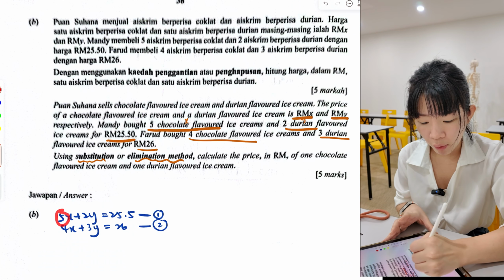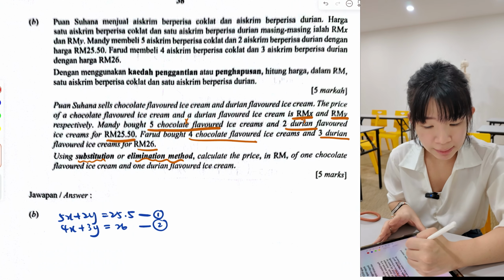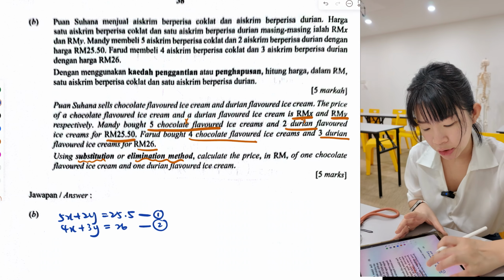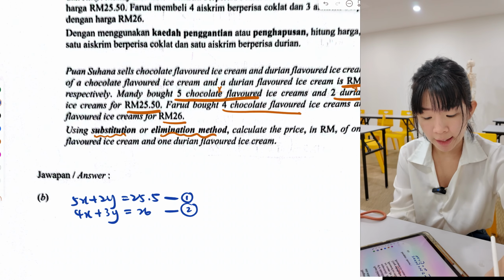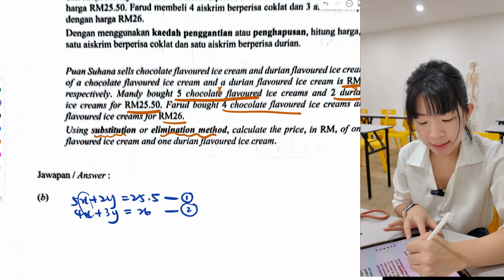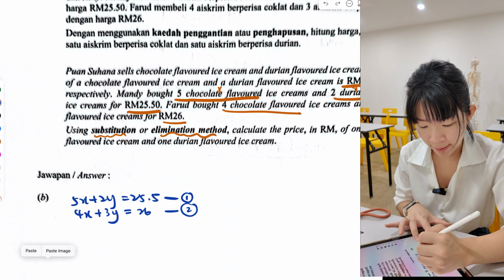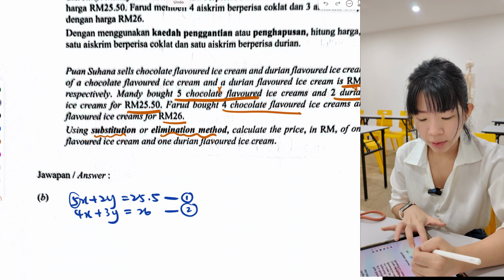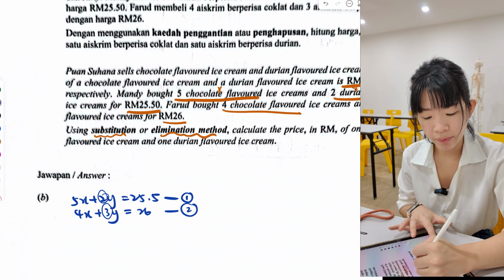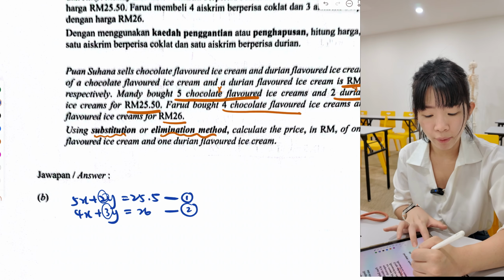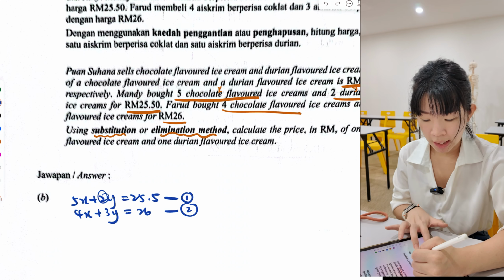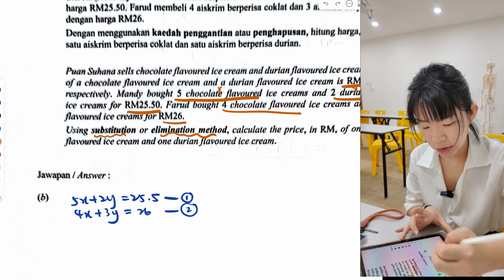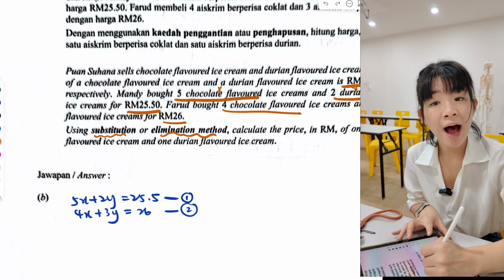But now all these 4 terms have numbers, so it will be easier using elimination. The elimination method is you have to decide which one you want to eliminate. Let's say if you want to eliminate x, first the number in front has to be the same, so both must become 20. Or if you want to eliminate y, both these numbers must be the same. So now 2, 3, so both become 6.